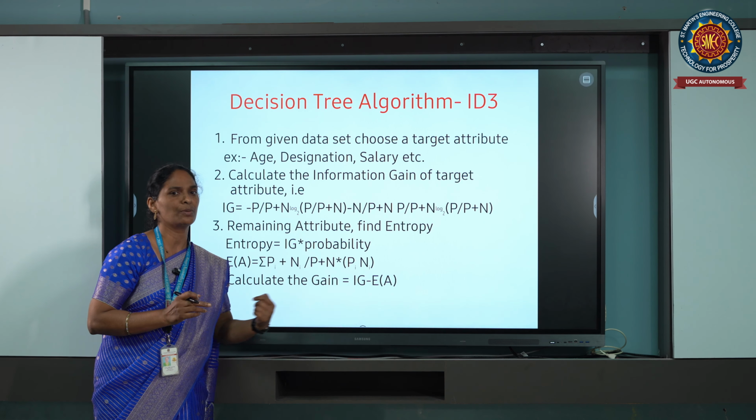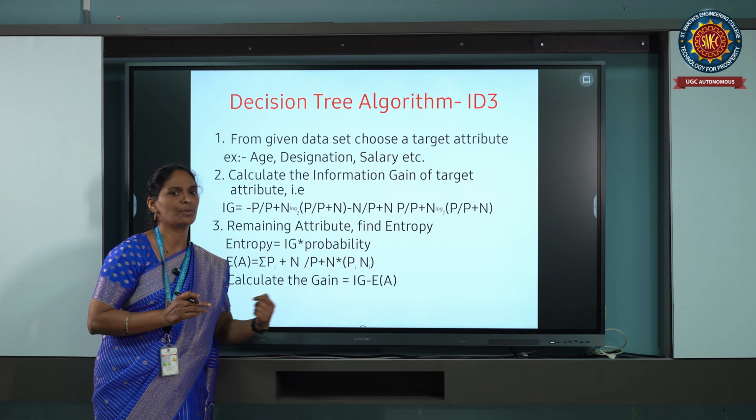We can see the example problem here. In the first step we have to calculate the target attribute, and that attribute is taken as the profit here. As I already said, in the given example problem the profit is taken as the target attribute. Then in the second step the information gain is calculated with this notation.